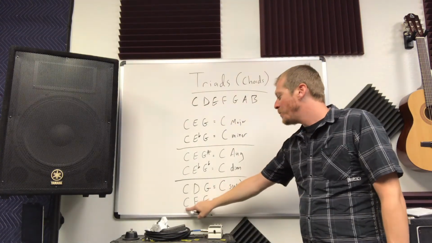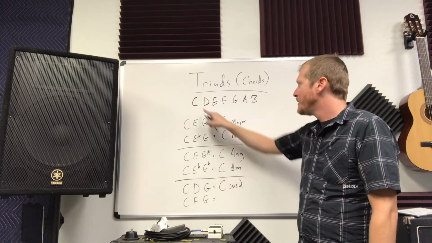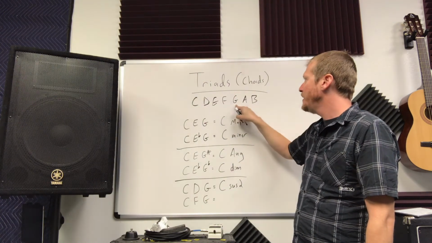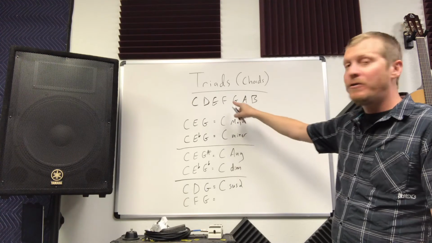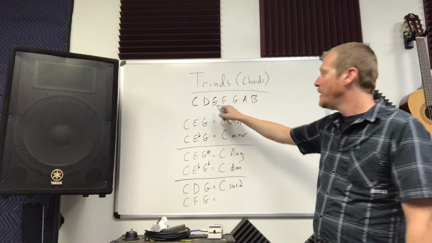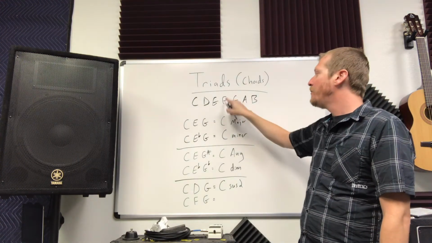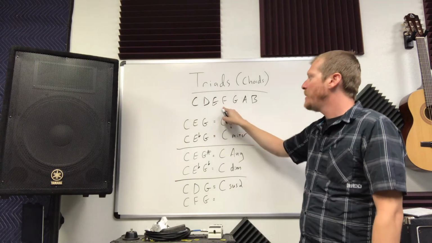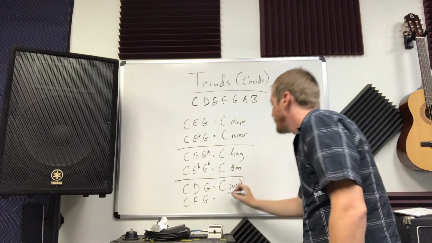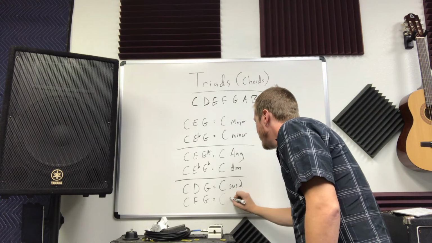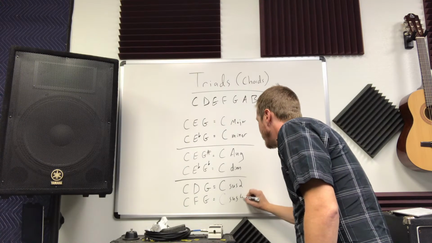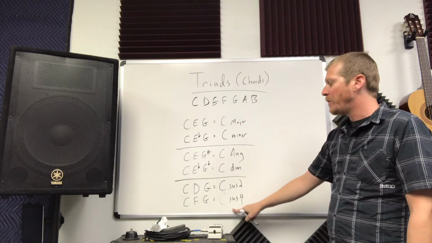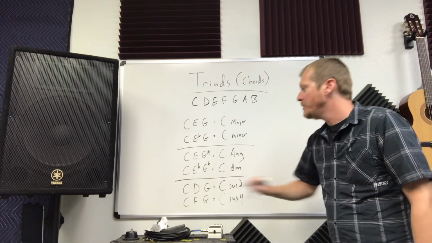So if we have a chord that's 1, 4, 5, so C, F, and G, we call that a C suspended 4th, or C sus 4, because it's the 1, the 4, and the 5. The 3 is suspended over into the 4 right now. So basically, C sus 4 would be C, F, and G.